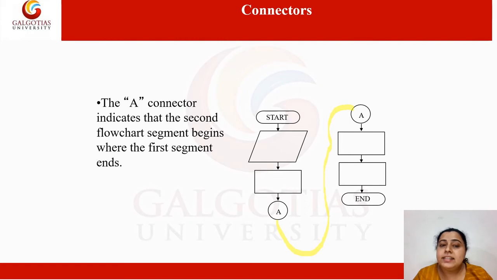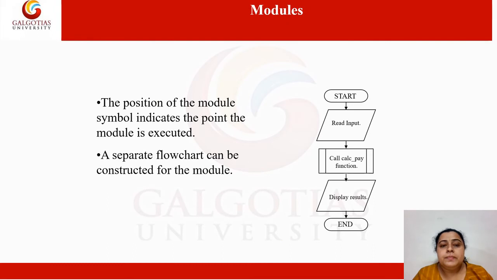Next comes modules. The position of the module symbol indicates the point the module is executed. A separate flowchart can be conducted for a module. You can see over here, this one. Can you see it's a rectangle with two parallel lines in it. So this represents that we can create a separate flowchart for this, and a separate flowchart may be available for this. It's a module. This represents one module.